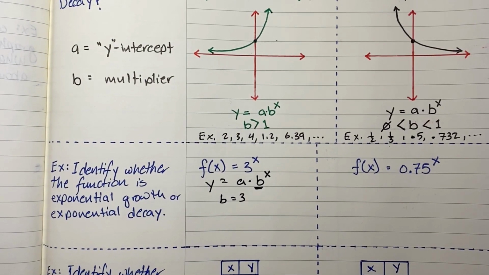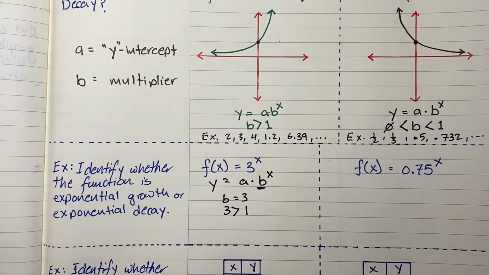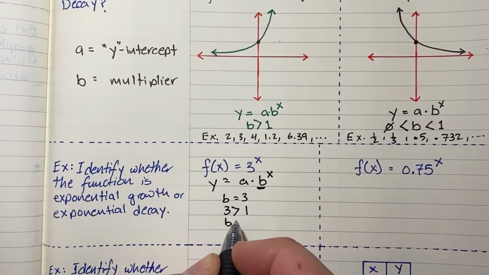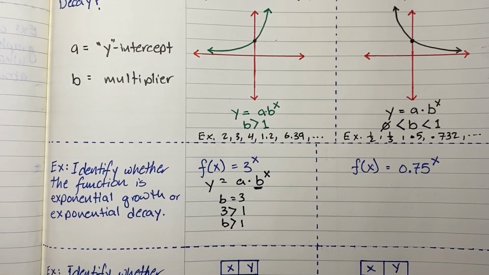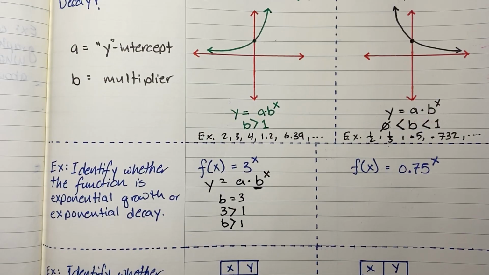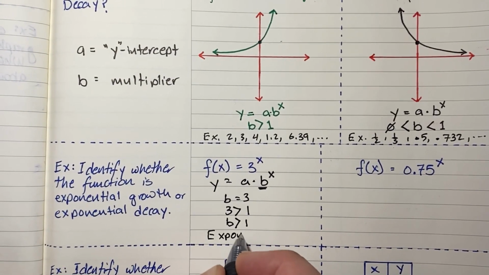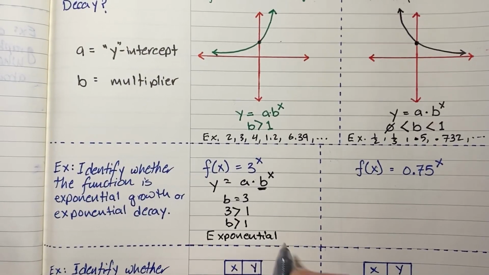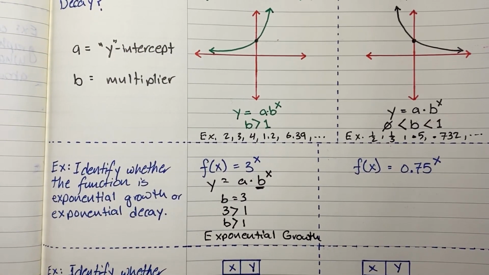Well, I know that 3 is greater than 1. So in this specific situation, b is greater than 1. And because b is greater than 1, is that growth or is that decay? Well, of course, that's going to be growth because that's what we agreed upon. So this is going to be an example of exponential growth, okay?